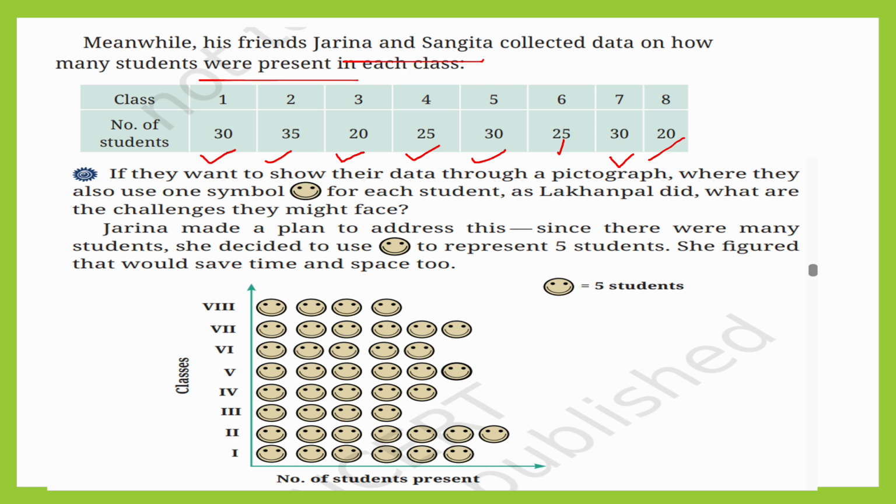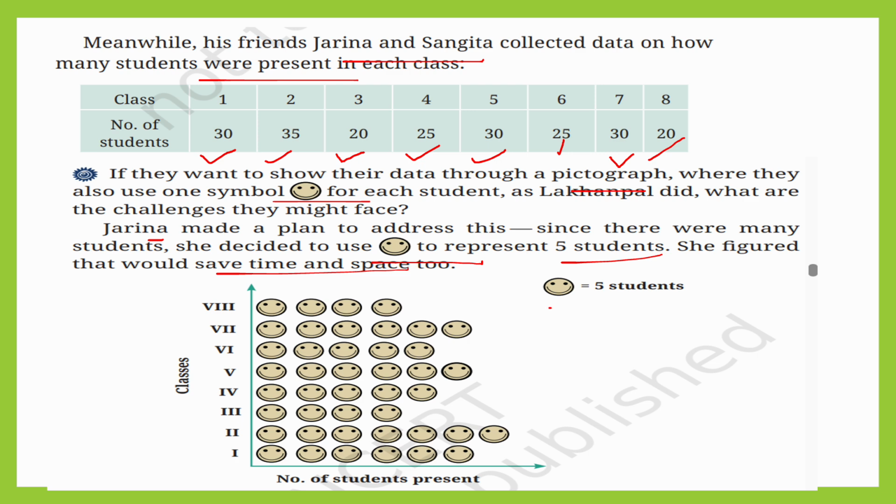If they want to show their data through a pictograph, where they also use one symbol for each student, as Lakhanpal did, what are the challenges they might face? Then it will consume more time and more space. So Jarina made a plan to address this. Since there were many students, she decided to use one symbol to represent 5 students. She figured that would save time and space too.